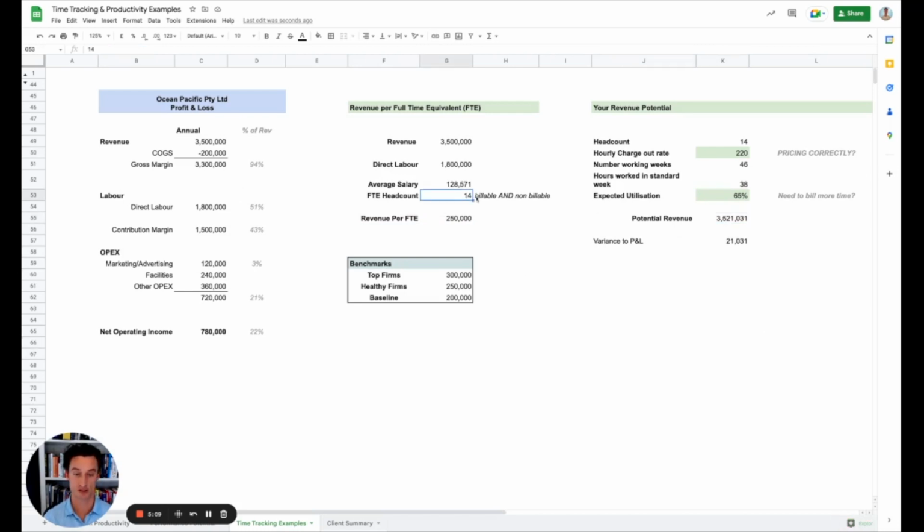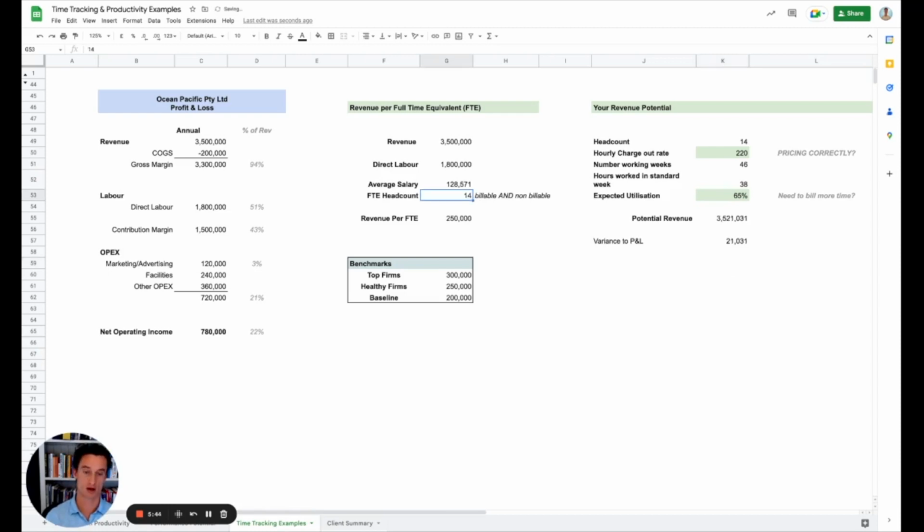But say, for example, your headcount was 22. And you can see now revenue per full-time equivalent has dropped to 160 grand. And guess what? With that 22 headcount, we should be a $5 million business. So we're leaving a lot of money on the table because our variance to the profit and loss is $2 million. And this is where you can start to unpack, okay, wait a minute. There's something going wrong here. We've got too many people on the team. We're not earning enough revenue. How do we start to shift that?